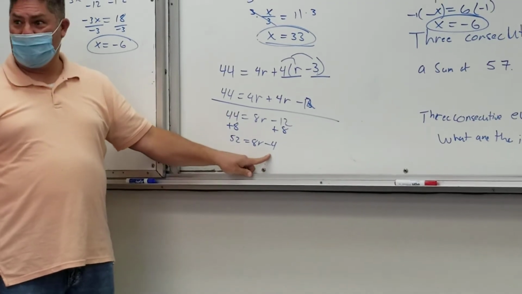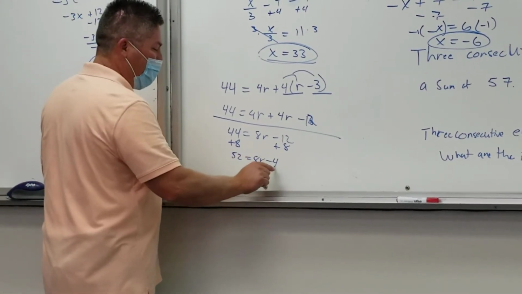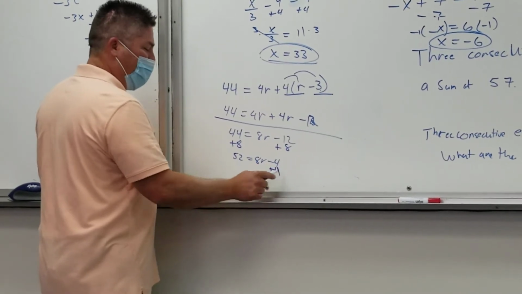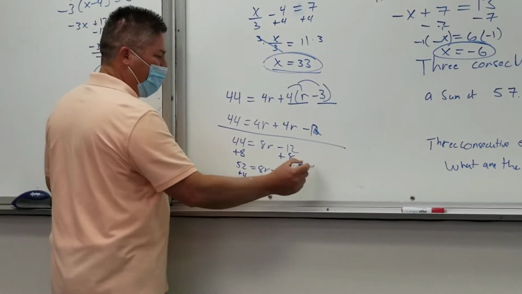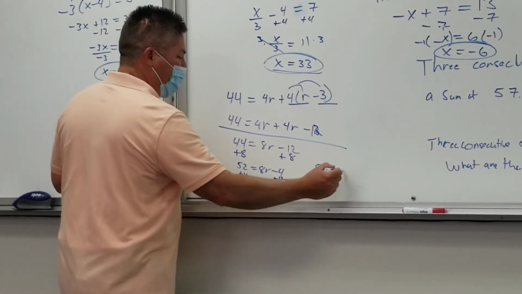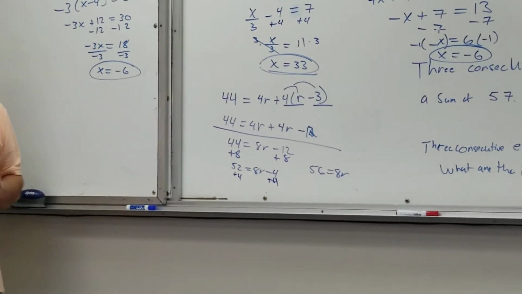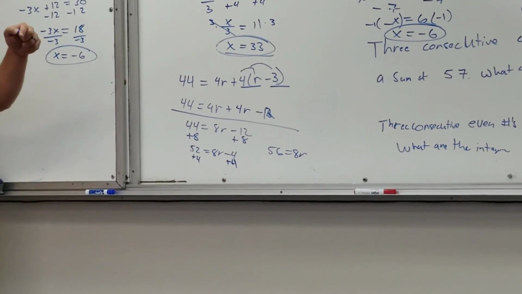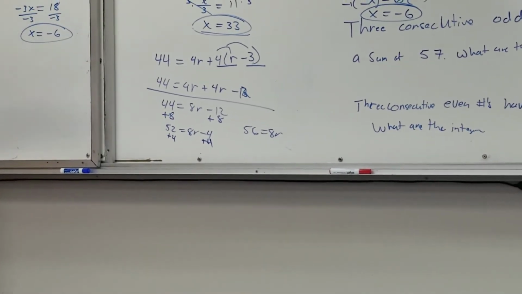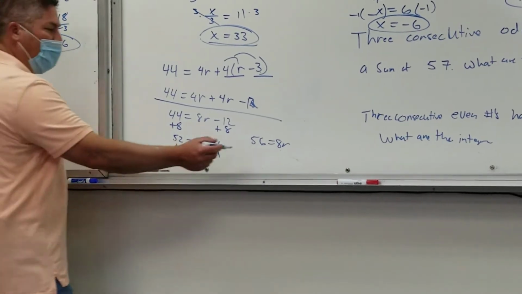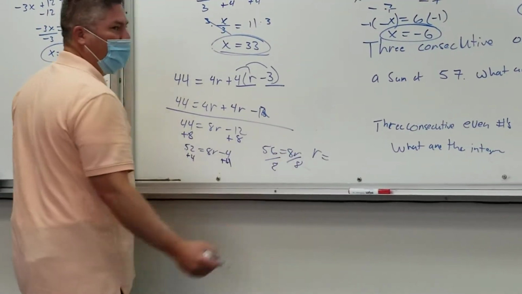What should I do next then? Add 4. I probably want to add another 4, because I really should have added 12 originally, right? But it's okay. It's not going to hurt anything. What's 52 plus 4? 56. 56 equals 8R. What should I do to both sides, Griffin? Divide, because 8R means 8 times R. I've got to do the opposite as I'm working backwards. I've got to divide by 8. So R is what? 7.